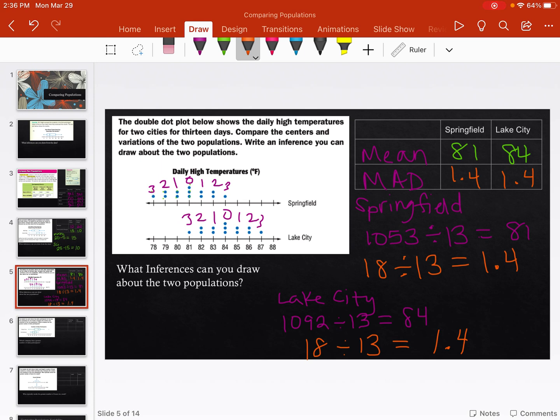Notice the means are different, and they're actually 3 different, which really, if you look at this data, makes perfect sense. This first dot is shifted over 1, 2, 3 spots in the second graph. So it's the exact same set of data, they just shifted it over 3 spots. That's why our mean is 3 spots higher in Lake City. But the MADs are identical because this is exactly the same picture of data, just shifted over on the graph. So of course the MAD, how much it's spread out, is going to be identical. I would talk about things like that when I'm making my inference down here at the bottom.